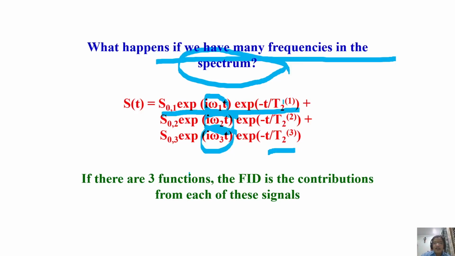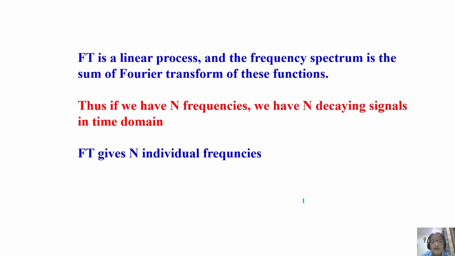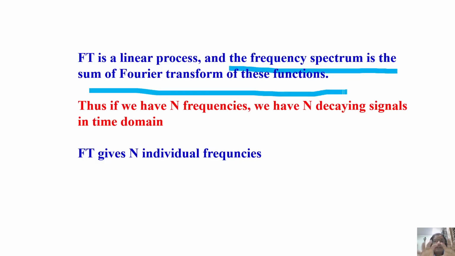Now the question is, if there are many such time domain signals, the FID is the contribution from each of the signals. Also, one of the important points to remember is that Fourier transformation is a linear process, and the frequency spectrum is the sum of the Fourier transforms of the individual time domain functions. There are 3 FIDs in the time domain corresponding to 3 frequencies which were present. Do the Fourier transformation, you will get 3 frequencies.